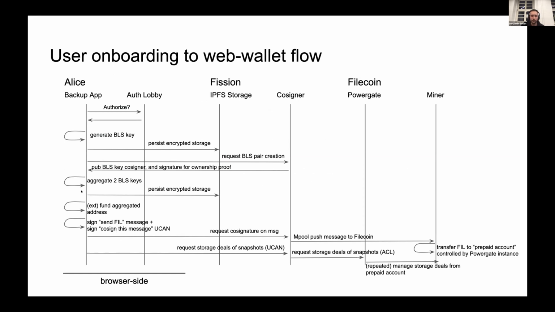But the emphasis is, if you're familiar with a user flow diagram, you might see that normally the requests originate from the user, and then the actions actually take place on the service side. And if you take nothing away from this diagram but this one thing, it's that everything really happens browser side. So the only thing we request Fission to do is to store encrypted data. The only thing we ask the cosigner to do is add an additional signature on things, but everything really is orchestrated from the browser.